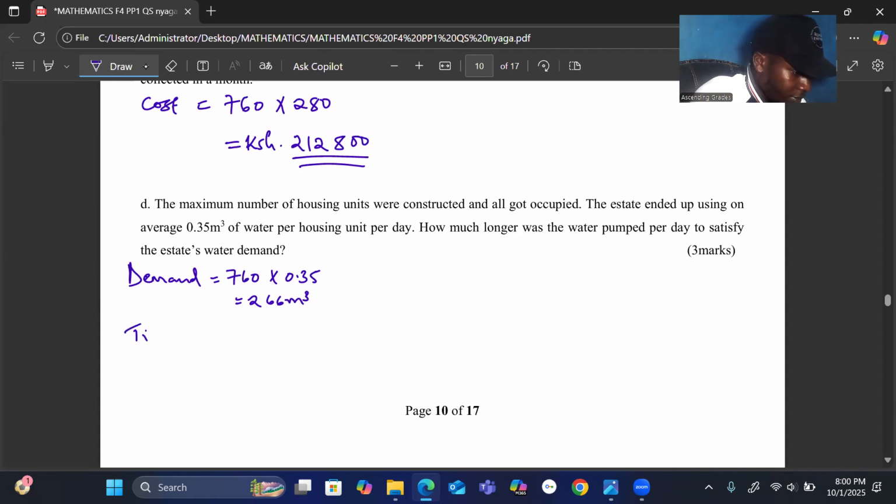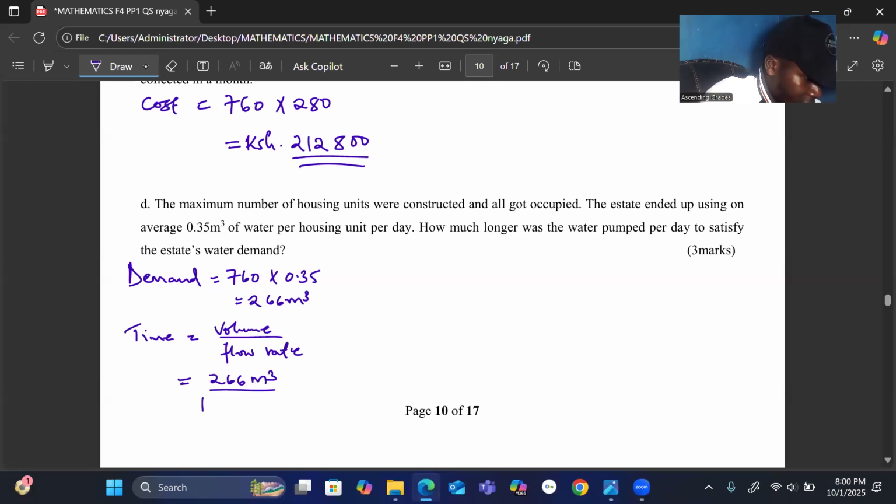We know that time is given by volume divided by the flow rate. So we shall have the volume, which is 266 cubic meters. Then we divide by the flow rate. The rate of flow is 17.3787 cubic meters per hour. So the cubic meters cancel out.